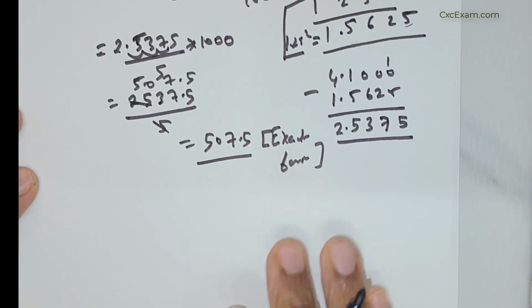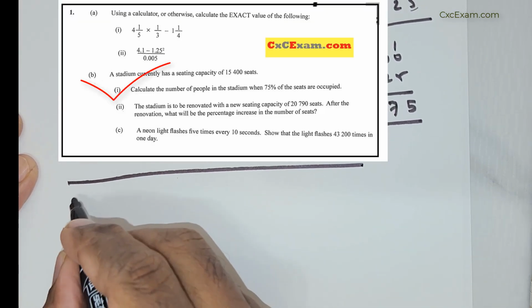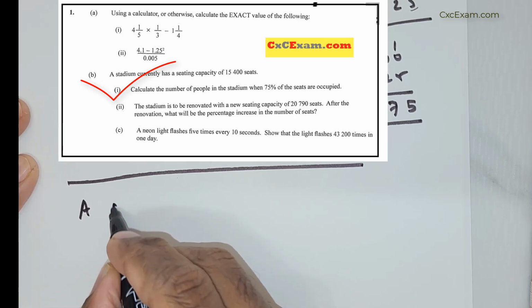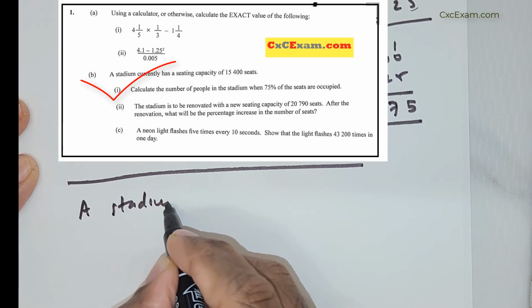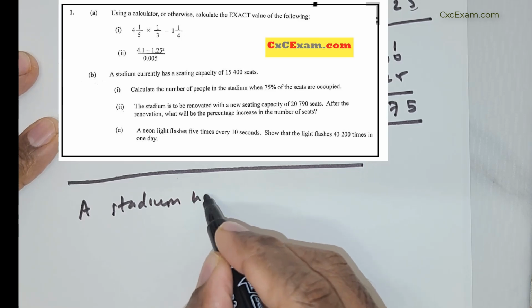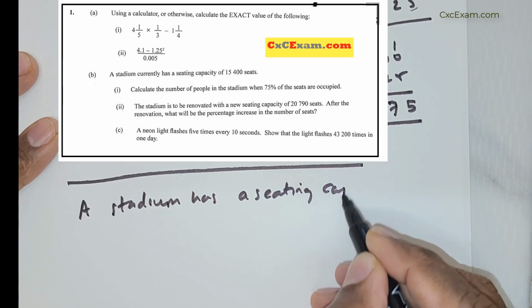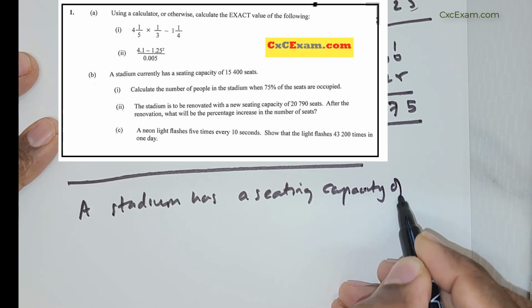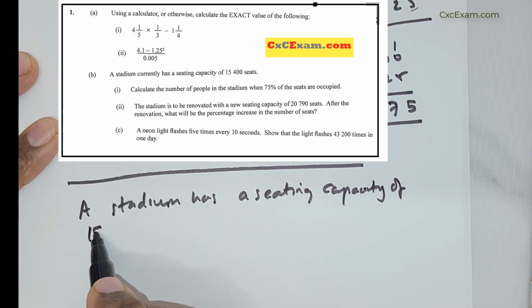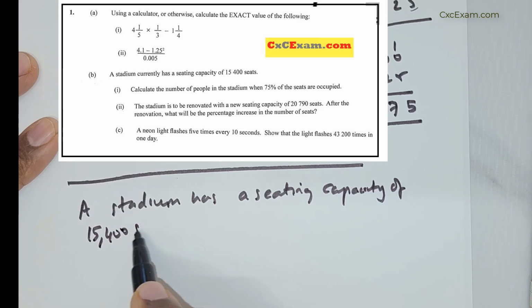Okay, now this is a lovely question. A stadium has a seating capacity of 15,400 seats.